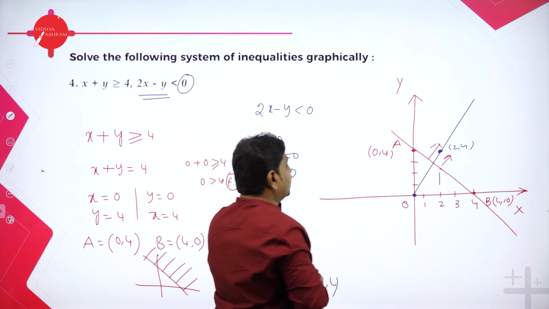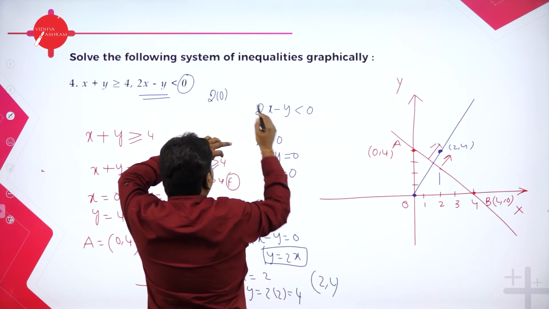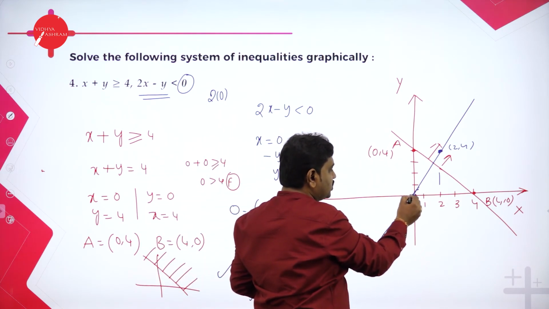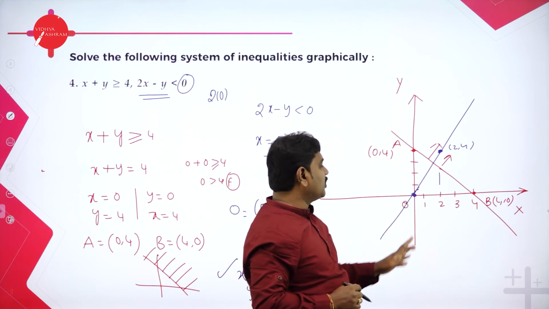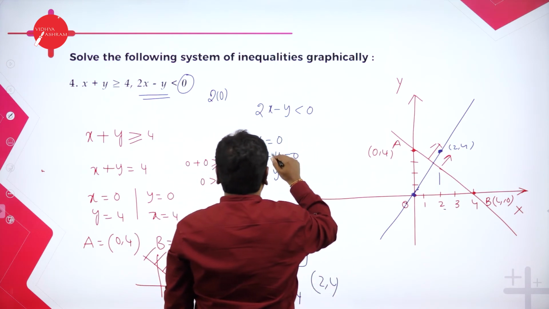Now I need to shade. To shade, I would put the origin, but here the line is passing through the origin. This is the line, and it is passing through the origin, so I can't put the origin. Instead, choose a point on the x-axis, any point. I'll take 2 comma 0. Very important, this is a little different.